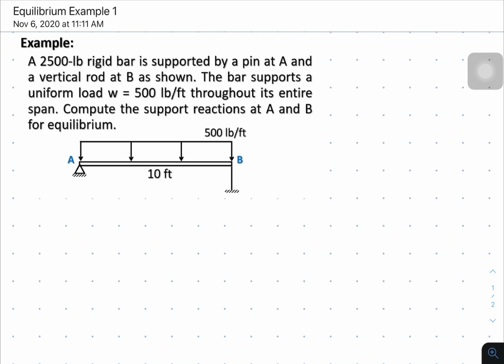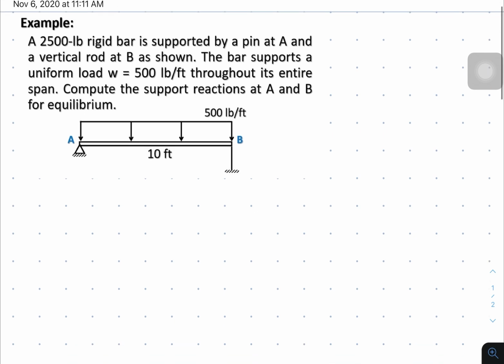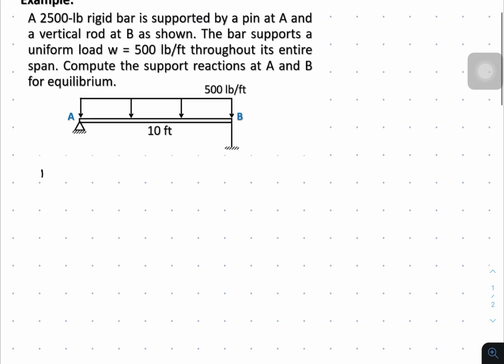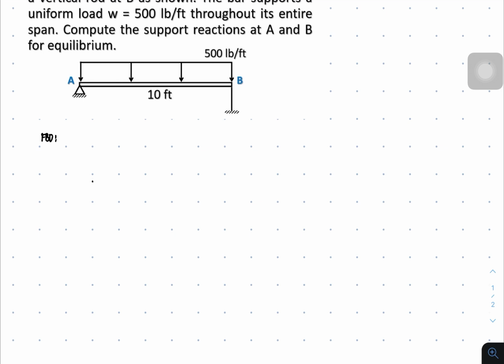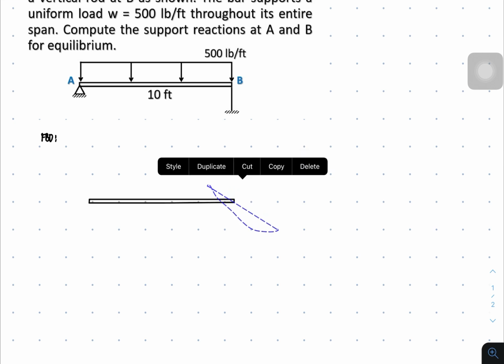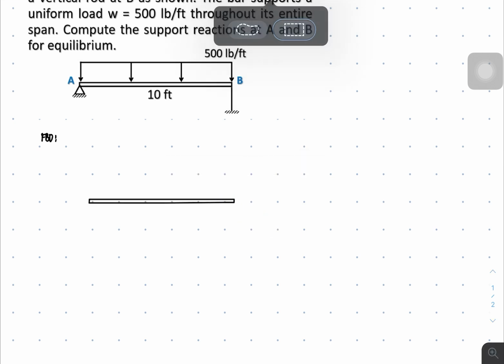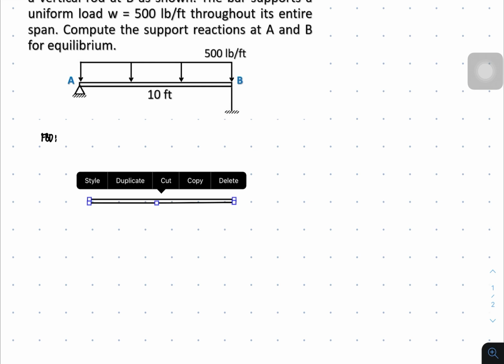Okay, so what we're going to do here is draw the free body diagram. Free body diagram means it has no supports anymore, but rather the equivalent translation of the structure.